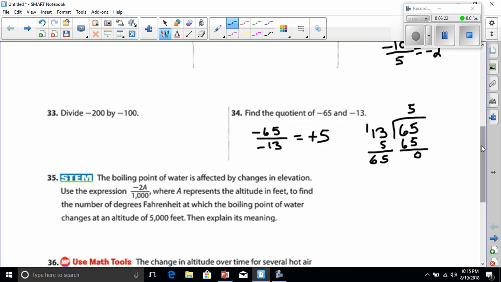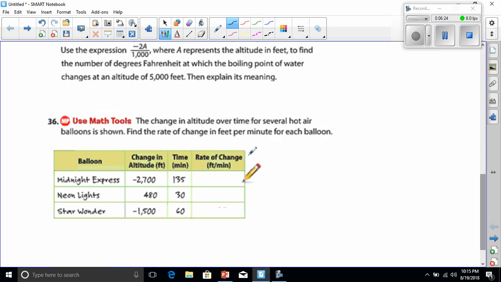All right, let's go to number 36. It says, the change in altitude over time for several hot air balloons is shown. Find the rate of change in feet per minute for each balloon. So we're going to have to realize we have the change in altitude and we have the time. Now we have to find the rate, and that's the feet per minute. Okay? So let's work those out.